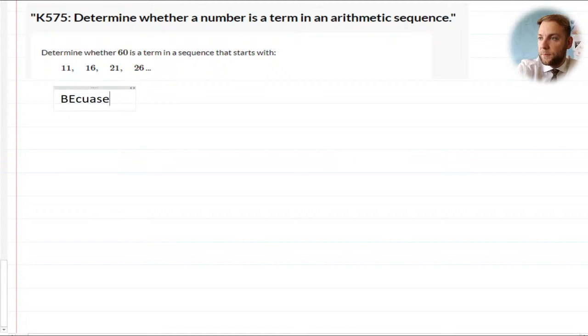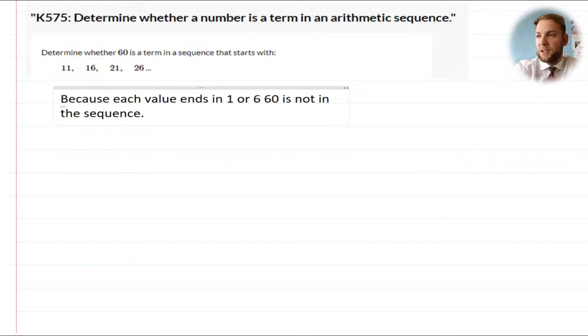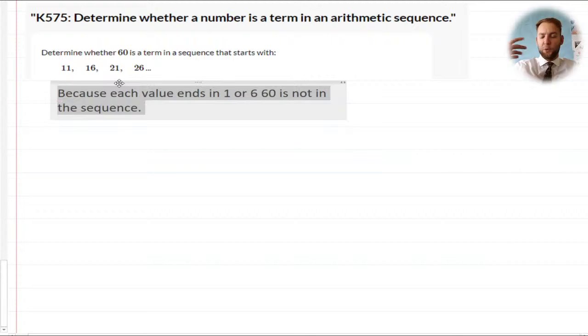So we could just say that because each value ends in 1 or 6, 60 is not in the sequence. Okay, that's one way to do it. However, it doesn't always work out. Sometimes if you're going up in 7s, or in 5s, or in 3s, it doesn't always work like that. So there is another way to do this.